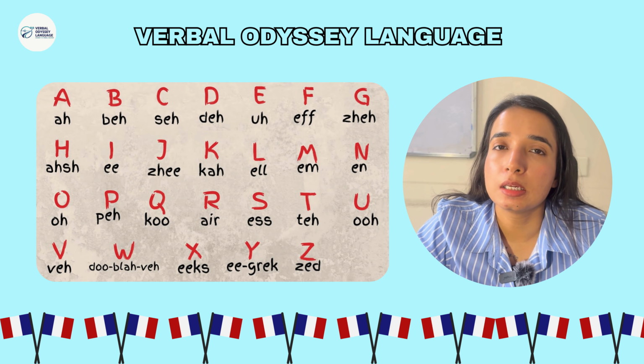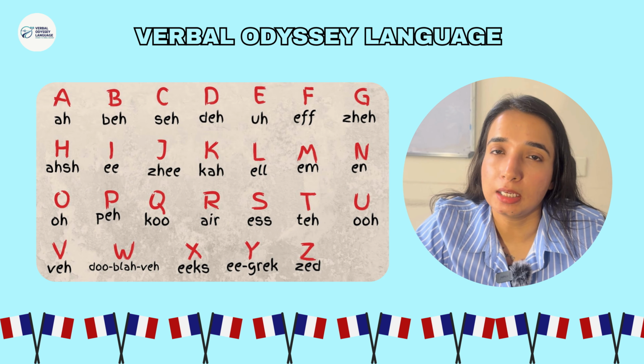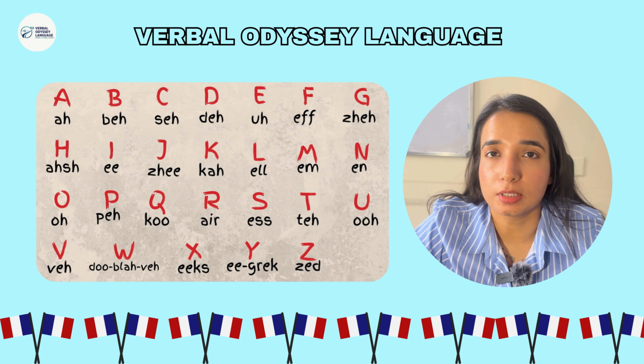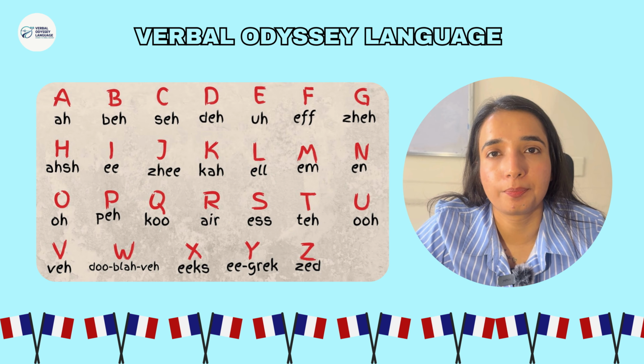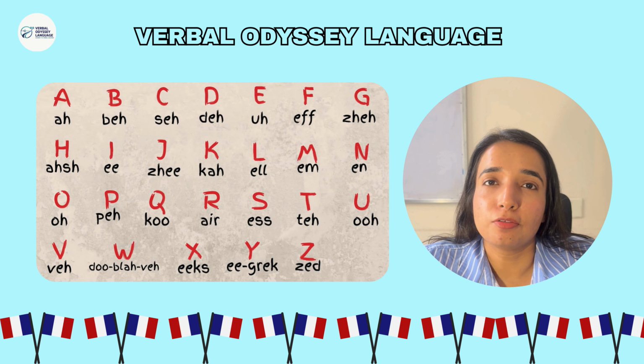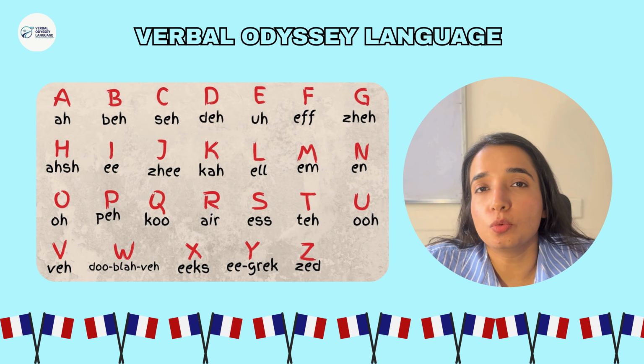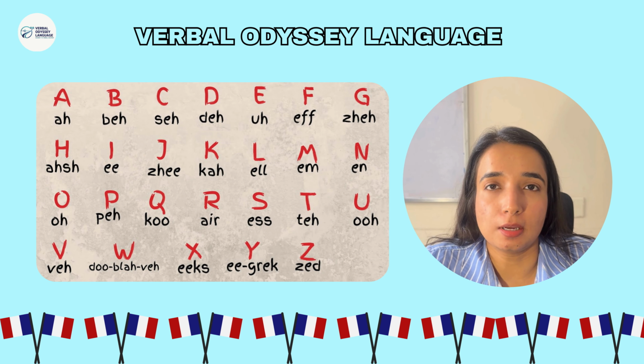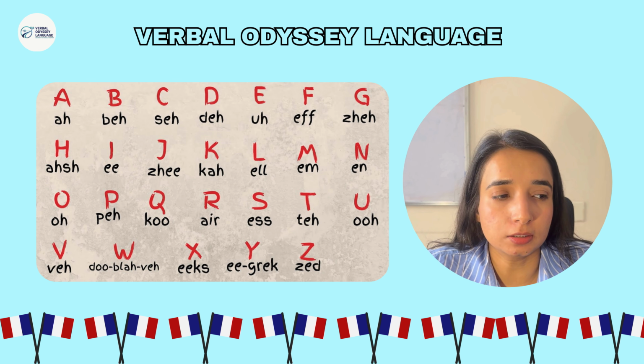Next we have D. In the alphabet it sounds like they, and in the word it sounds like the. For example, dons. E. In the alphabet it sounds like A, and in the word also it sounds like A. For example, lay and the.